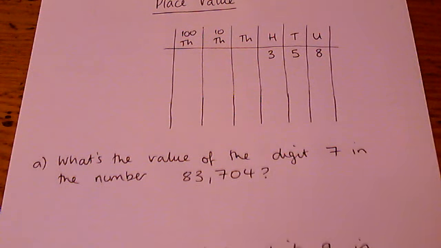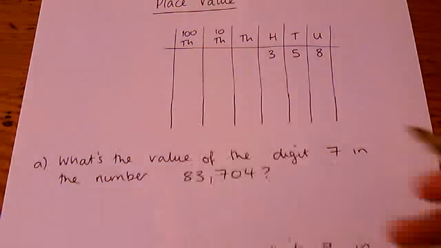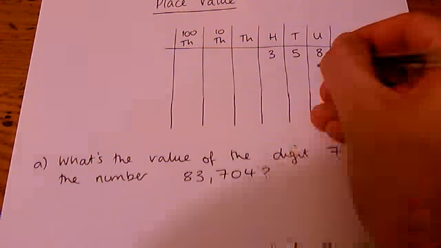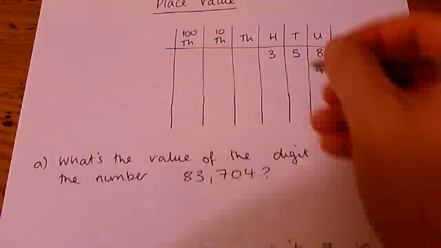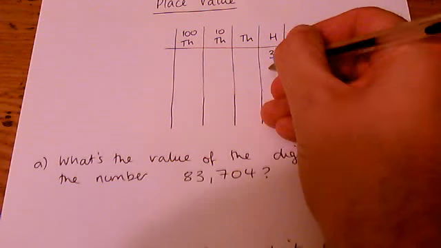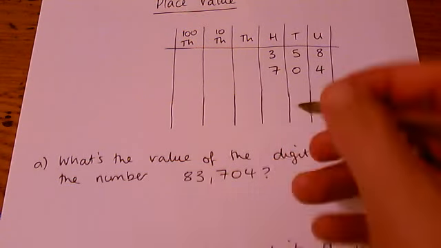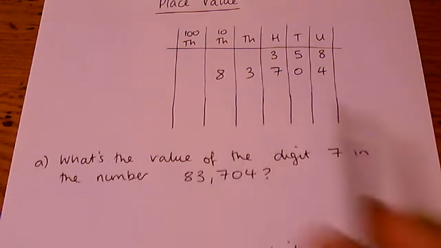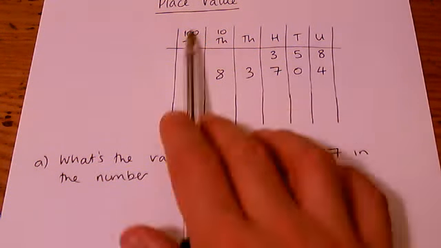Well, the way to do this is to put your number into a grid like this, starting from the right hand side with the 4. So the 4 represents units, then a 0, then a 7. Ignore the comma when you're using this sort of table, then just put the 3 and the 8 there. So here is my number represented in the hundreds, tens, units sort of system.